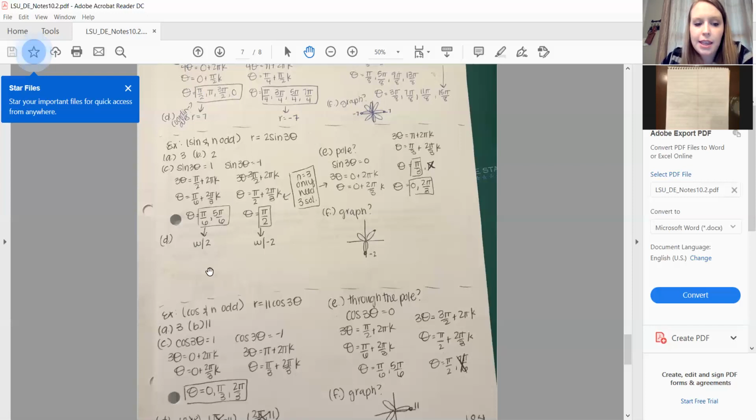Okay, so make this happen. Okay, well, pi over 6, y'all know, is in the first quadrant. 5 pi over 6, we know, is in the second quadrant.